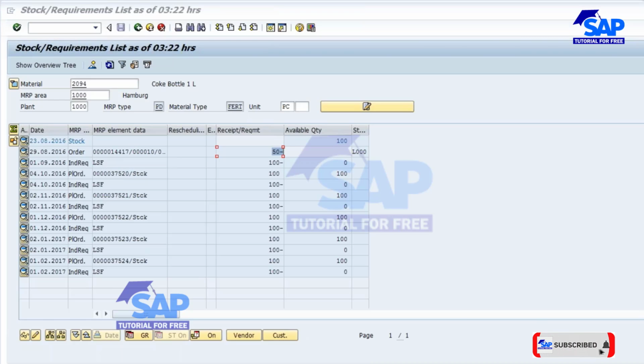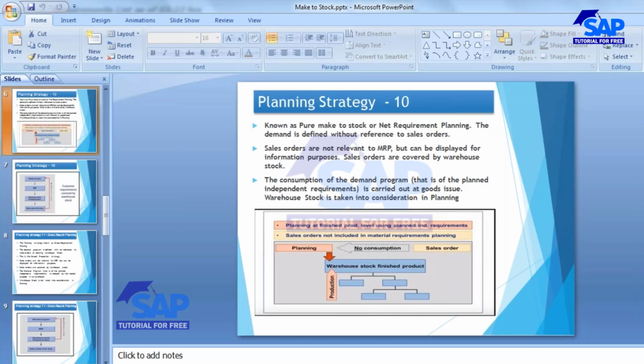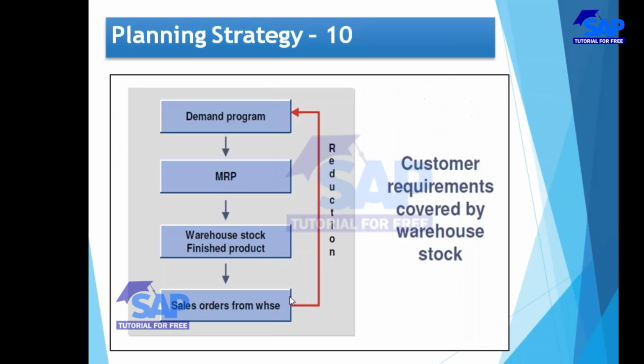But at the same time, your customer's planned independent requirement will get consumed. If you go to the screen, your customer requirements are covered by warehouse stock. At the same time, the reduction of your planned independent requirement will happen. There is an arrow mark showing in red color. So when you make the delivery, the reduction of planned independent requirement will happen. I'll show you that.